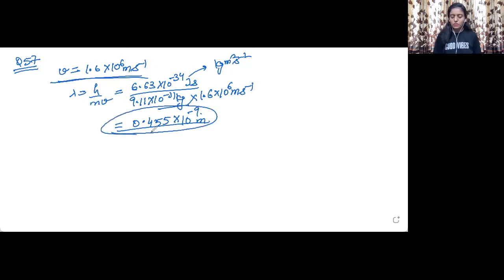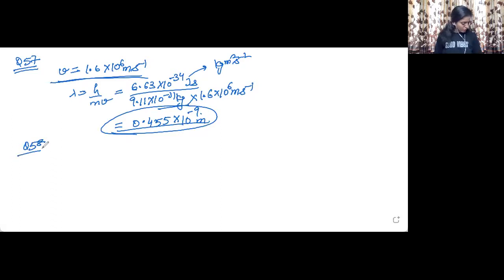Now you can convert this into scientific notation and also convert it into nanometers. So this is your homework. Just calculate it and write in the comment section below what value you are getting. All right, let us now move on to question number 58.